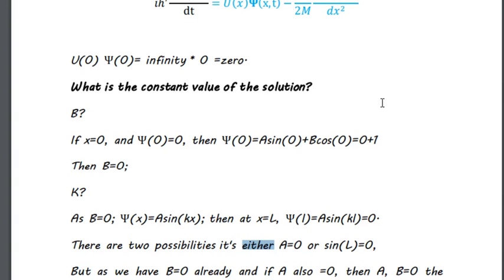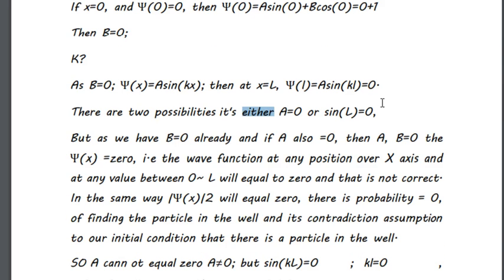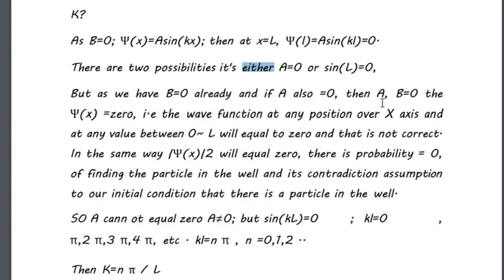As b has already been defined and found to be 0, we only have the first part of the sinusoidal solution of the free particle wave function, psi of x equals A sine kx. Then at x equals L, for the other boundary condition, psi of L equals A sine kL, which equals 0. There are two boundary conditions, x equals 0 and x equals L. The wave function at x equals 0 is 0, and the wave function at x equals L is also 0.